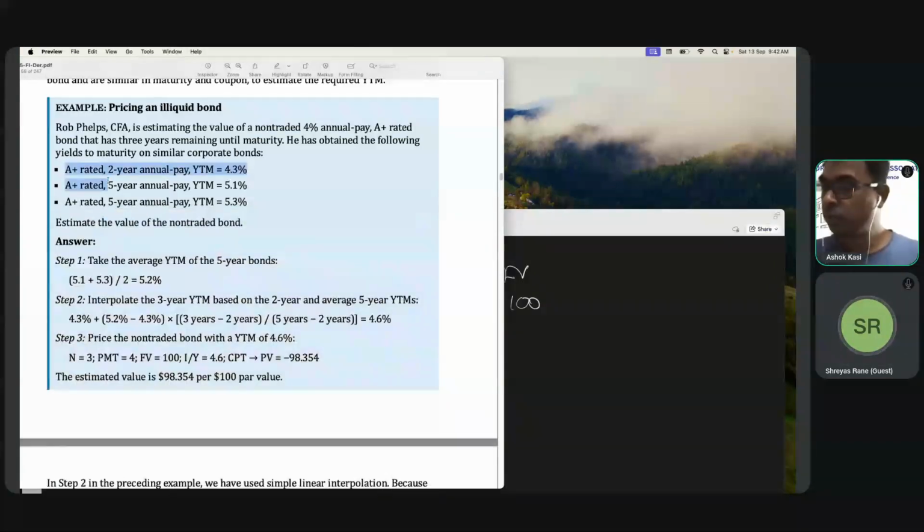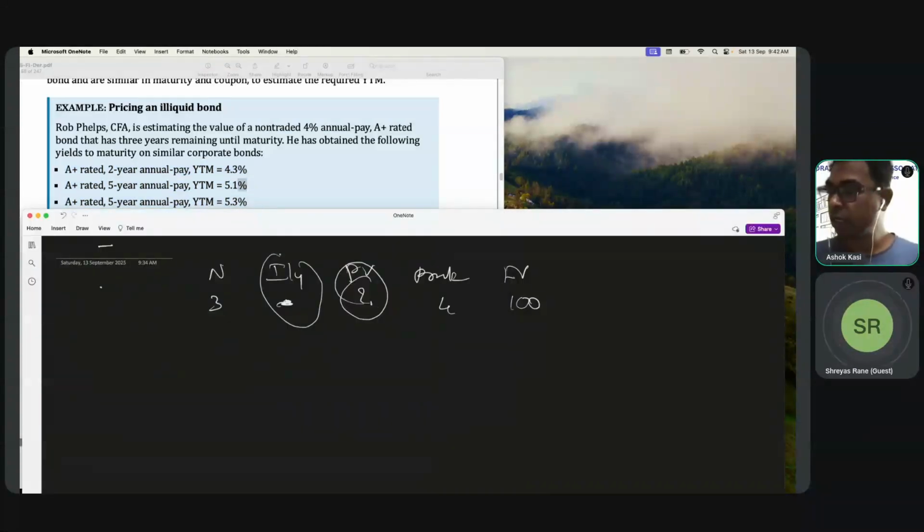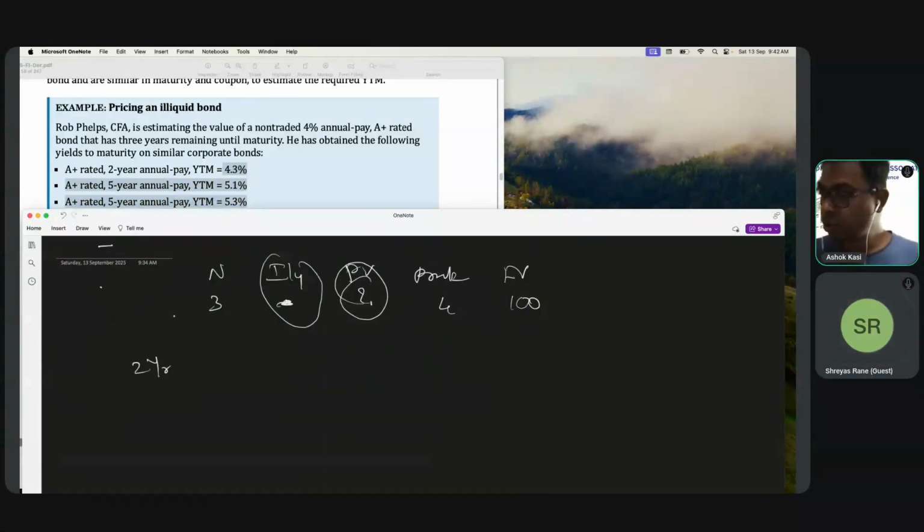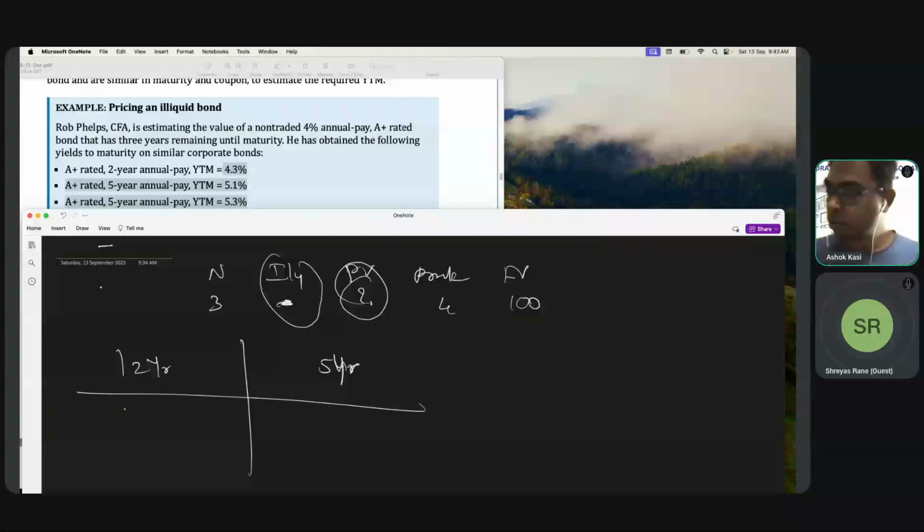Now these are all the publicly available A plus rated, similar bonds. So based on this, how will I calculate IY? Their IY is given. This is 2-year and this is 5 years. The 2-year bond YTM is 4.3 percentage. And the 5-year bond YTM is 5.1 and 5.3. You take the average because they have given two rates, so the average will come to 5.2. Is this step okay till here?